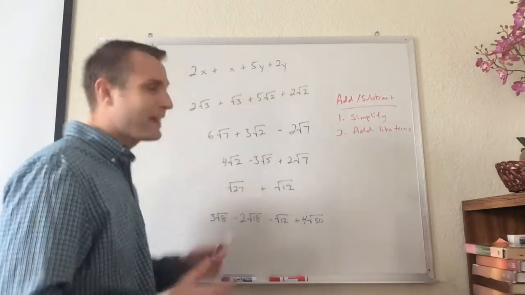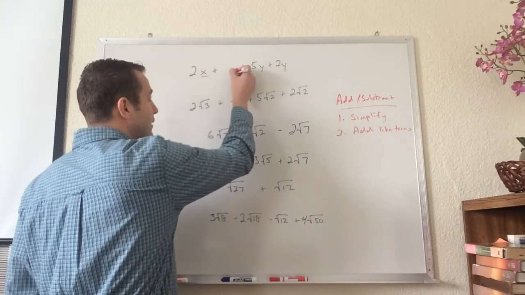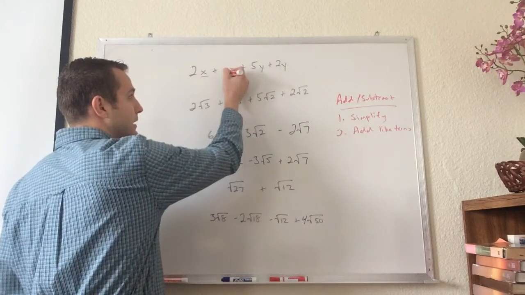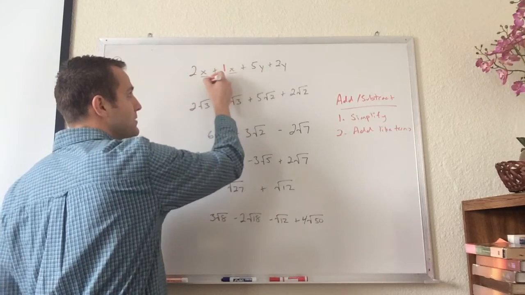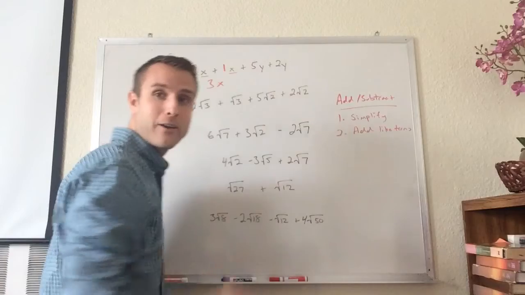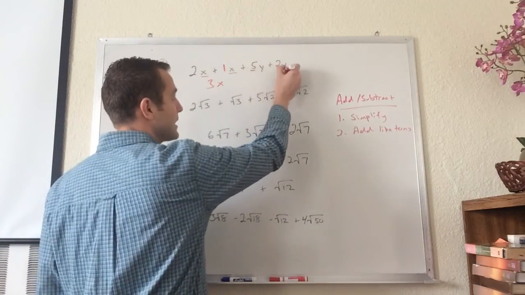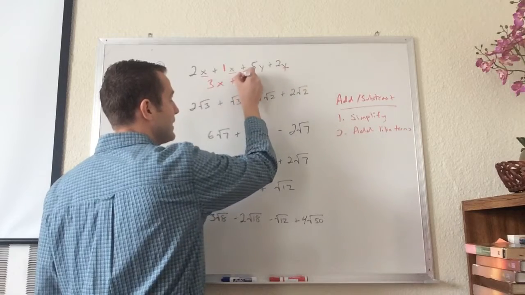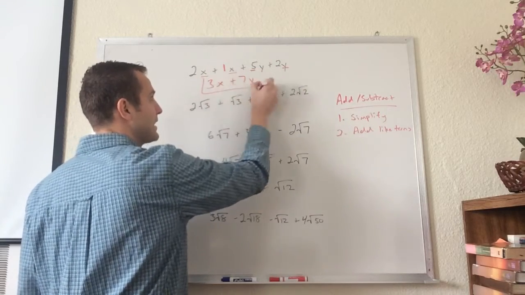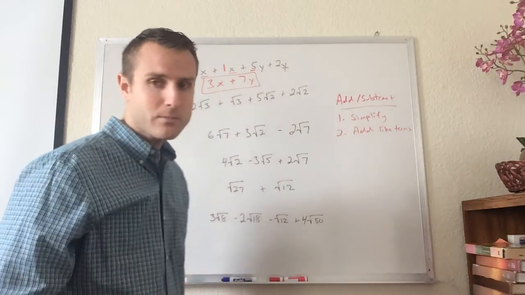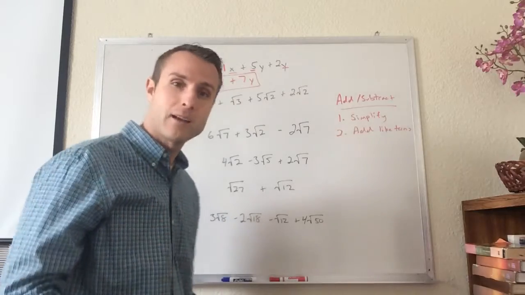So remember, when we add like terms, the ones that have the same variable, we add the numbers in front. Remember, if there's no number in front, we put a 1. So we add the numbers in front and we leave the variable the same. If the variables are not the same, then that is my answer. We do the exact same thing when we are adding radicals.